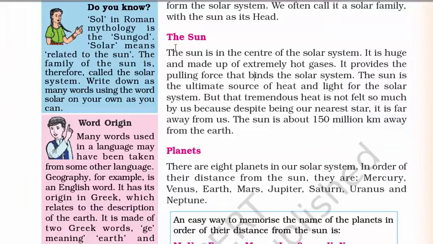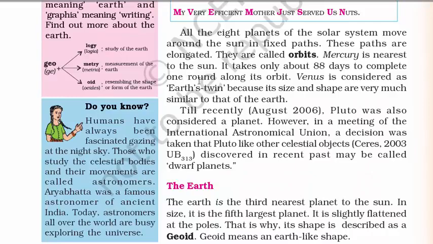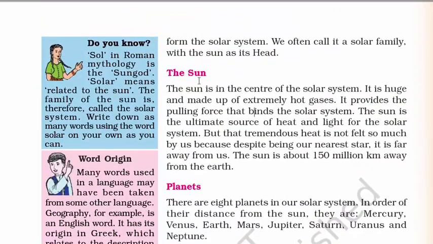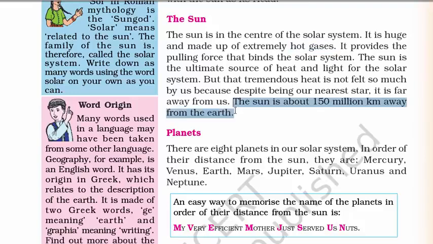In the fourth page, we'll read about the sun, planets, and another specific planet called the Earth. So let's read something about the sun. The sun is the center of the solar system. We know that. It's made up of extremely hot gases. Got it. The sun is the ultimate source of heat and light. Done. Okay, one important thing. The sun is about 150 million kilometers away from Earth. Remember this. 150 million.